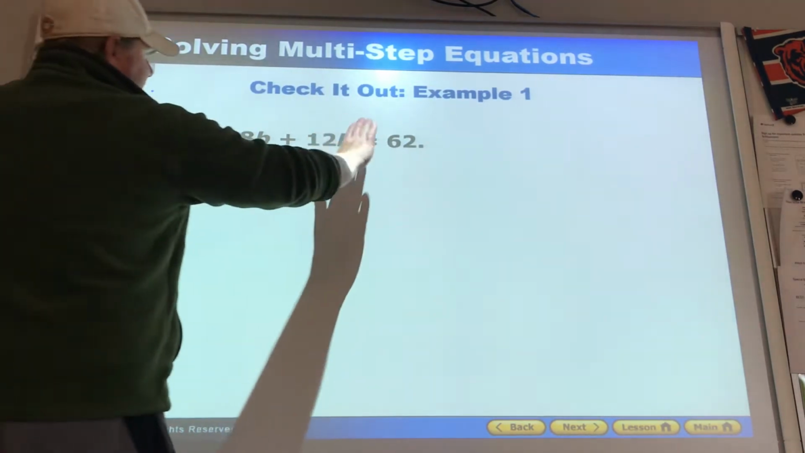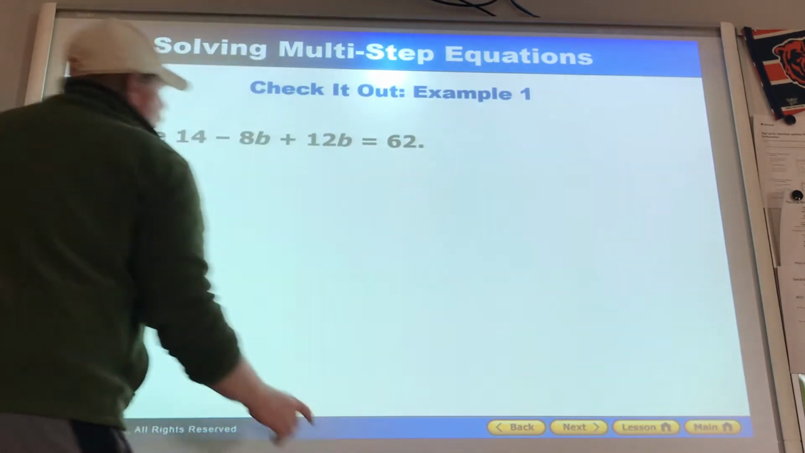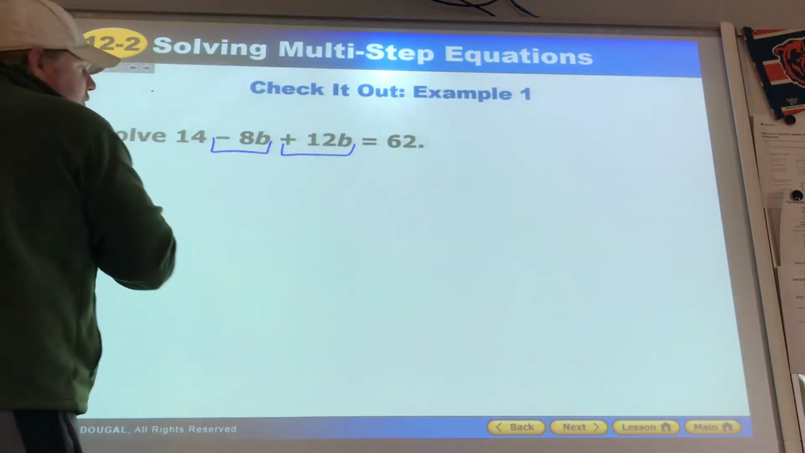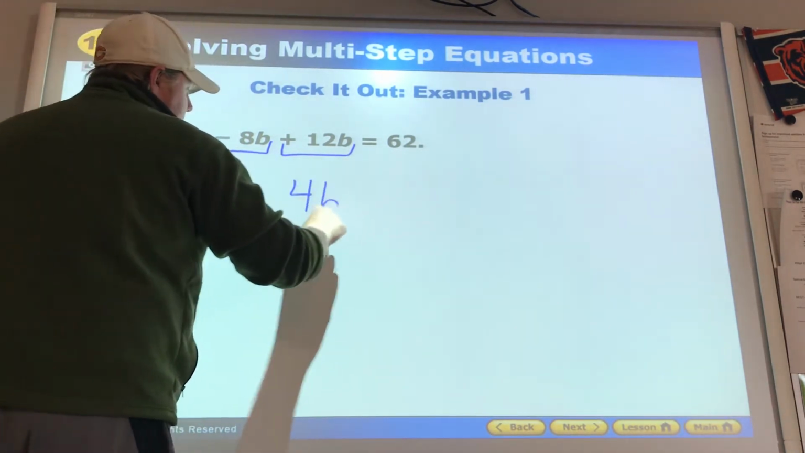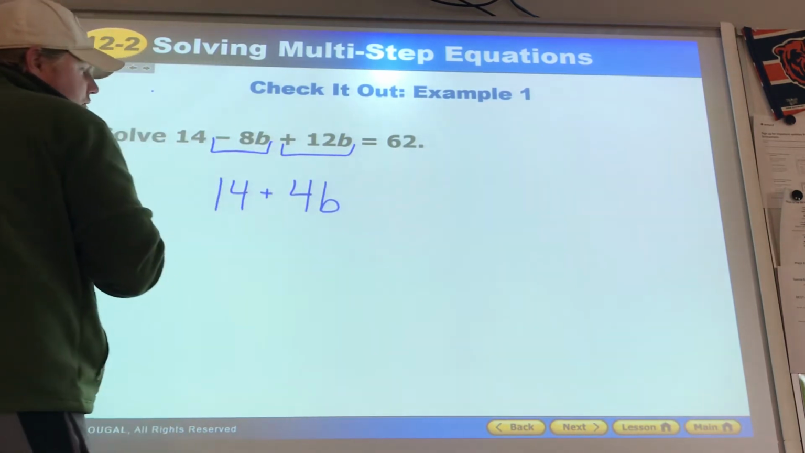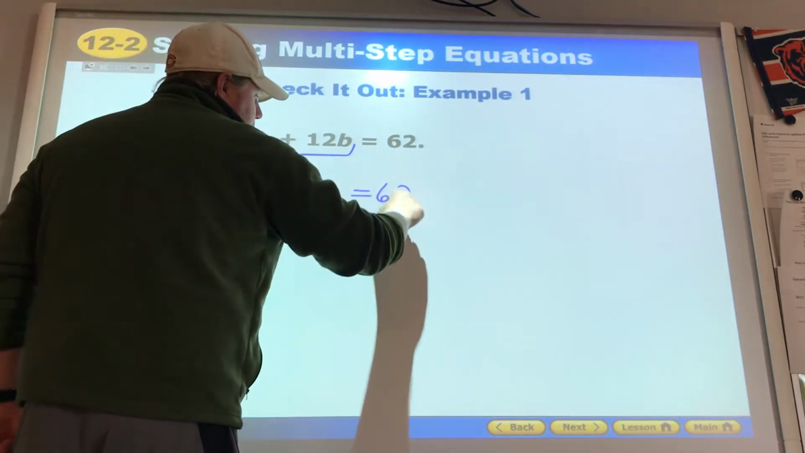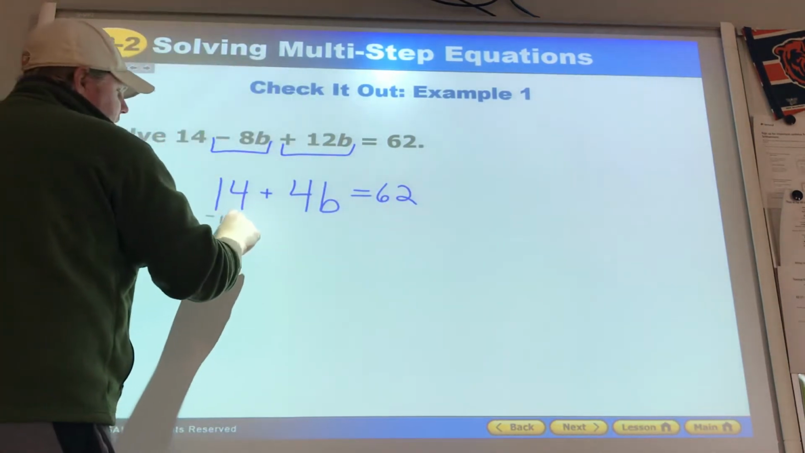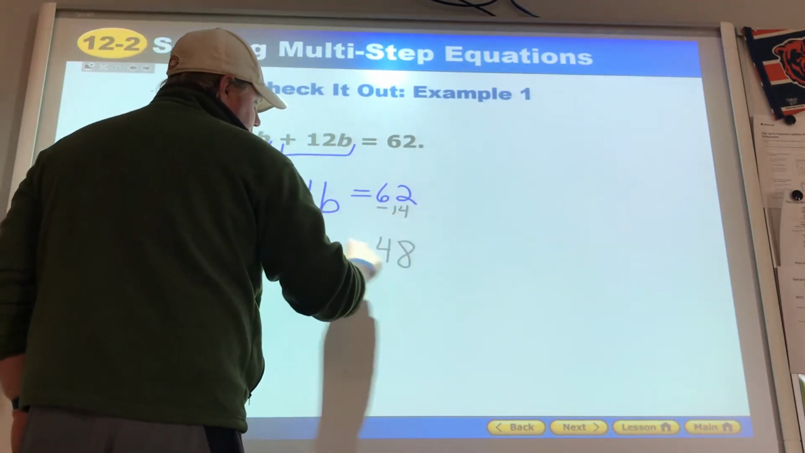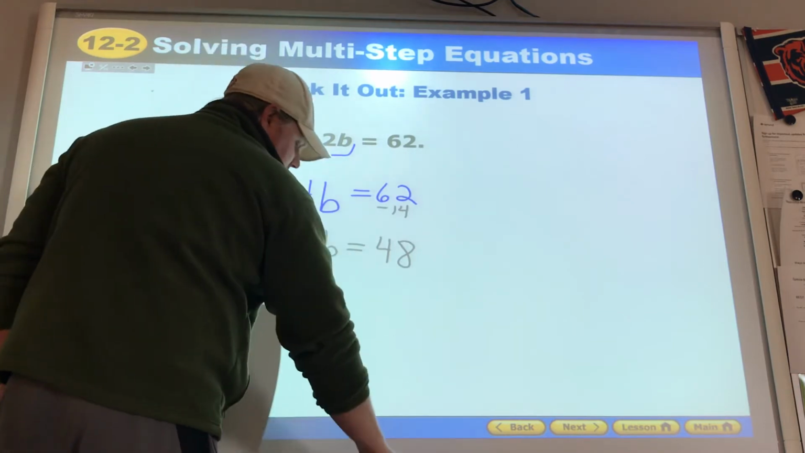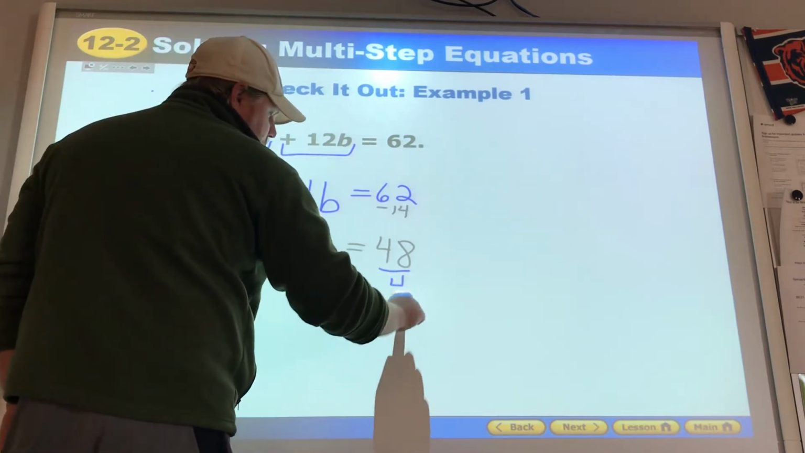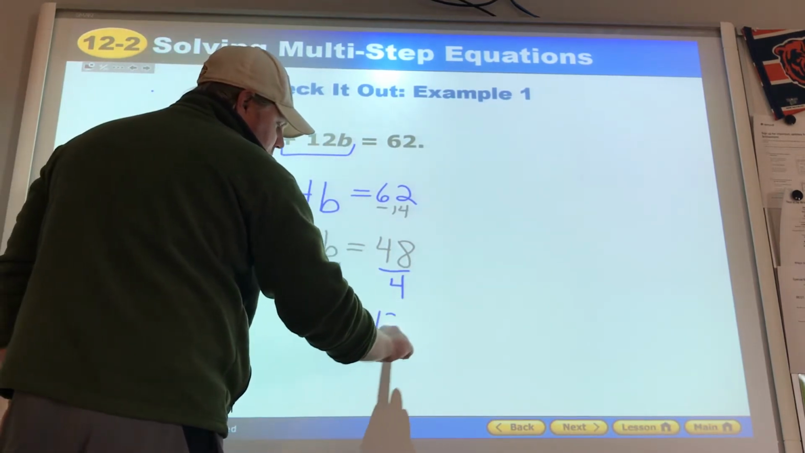Here, look at each side. Over here, I see like terms of negative 8b and 12b. That makes for a 4b. Plus 14. This is positive when it comes together, so it is an addition problem. Equals 62. We'll subtract 14. We'll subtract 14. That gets us 48. 4b equals 48. Then we therefore divide by 4. Divide by 4. b equals 12.